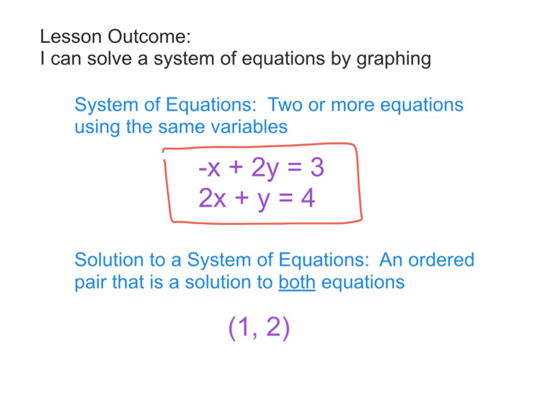Now, what that means is if we're trying to find the solution or the answer to a system of equations, we would need not just x and y that make this equation true, but the x and y value would also have to make the other equation true. So a solution to a system is an ordered pair, remember that's like this, an x and a y coordinate, that is a solution to both equations.